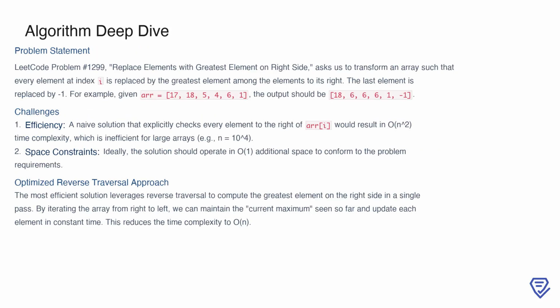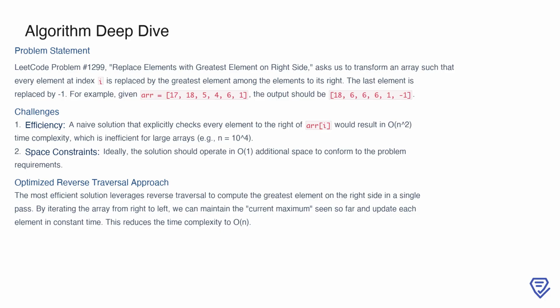The task in this problem is to transform an array so that each element is replaced by the greatest value among the elements to its right, with the last element being replaced by -1. For example, if the input array is 17, 18, 5, 4, 6, 1, the output should be 18, 6, 6, 6, 1, -1. Now, solving this efficiently is the main challenge.